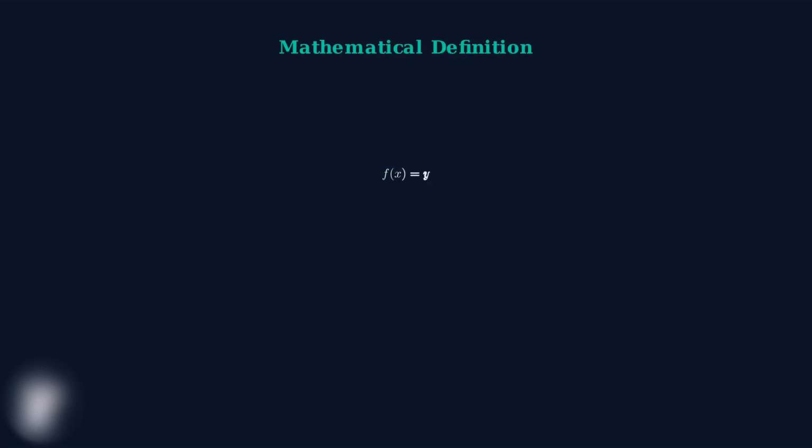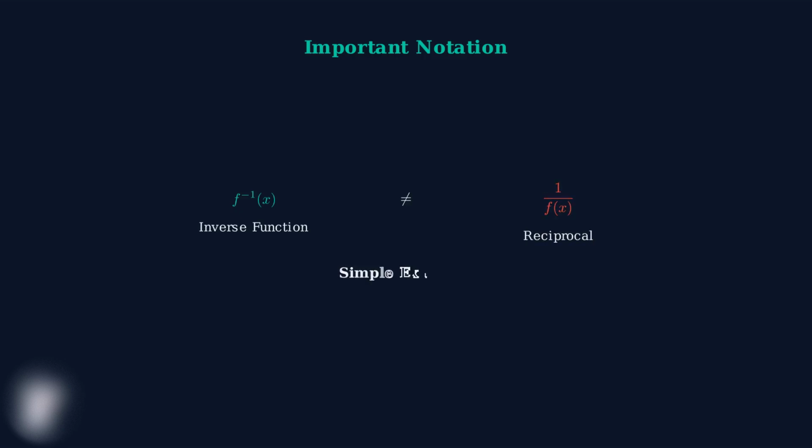Mathematically, if a function f takes an input x and produces an output y, then the inverse function, written as f inverse, takes that output y and gives us back the original input x. In other words, f inverse undoes whatever f did. The notation f to the negative 1 does not mean 1 over f. This is crucial to remember. F to the negative 1 of x is the inverse function, while 1 over f of x is the reciprocal. These are completely different mathematical concepts.